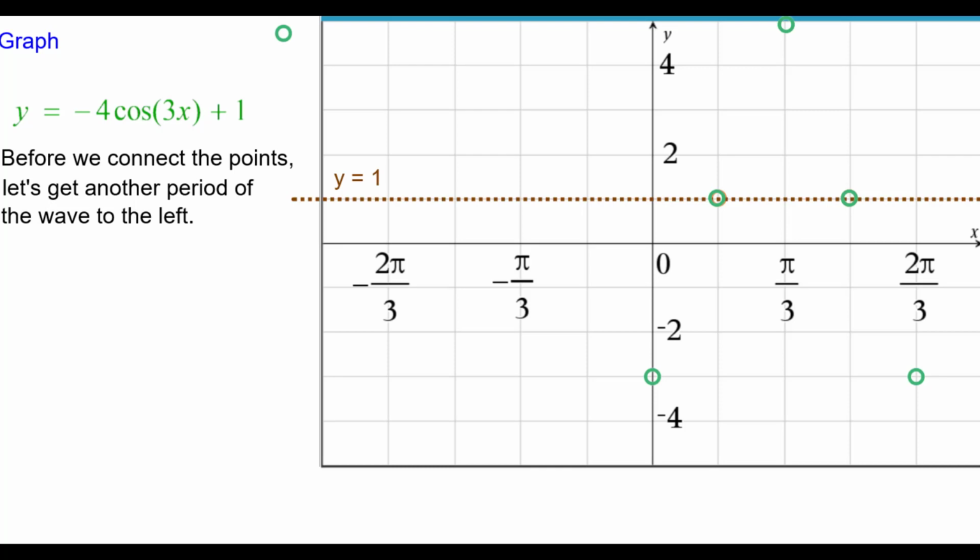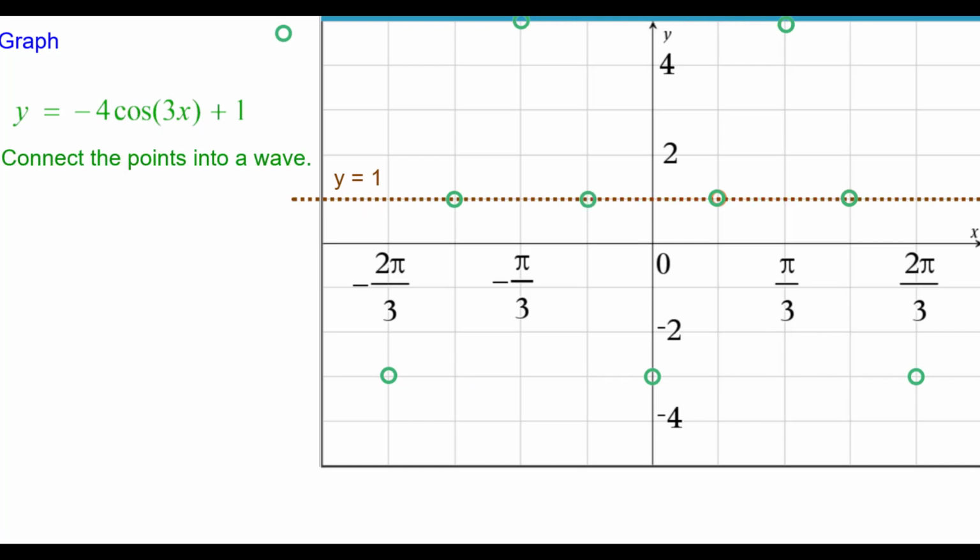We need to get another period to the wave to the left. So let's go 2 pi over 3 to the left from each point and get 4 more points. And now we can connect the points into a wave.